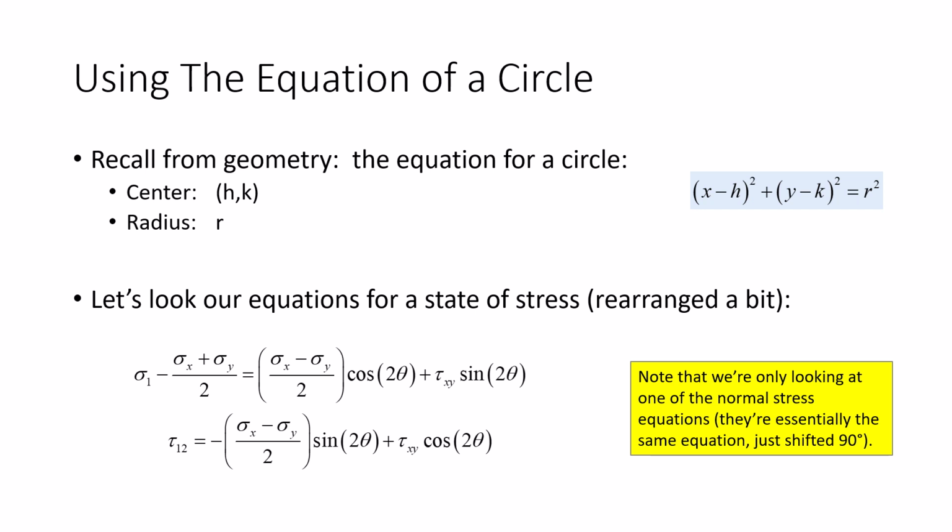Okay? Now, what we're going to do is we're going to look at our equations for stress transformations, but we rearrange them a little bit. So this is the sigma 1 and tau 1, 2 equation in that big old yellow box, but I've just rearranged it a little bit. I've moved this one term over here. Now, we're only looking at one of the normal stress equations because sigma 1 and sigma 2, they're kind of the same equation, just shifted 90 degrees. So they're not as independent.